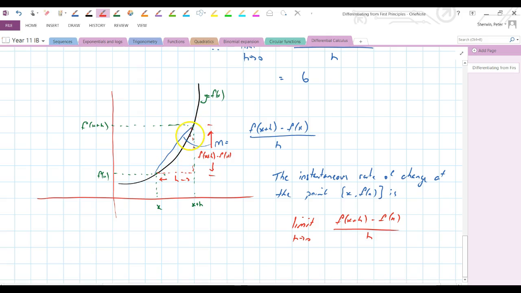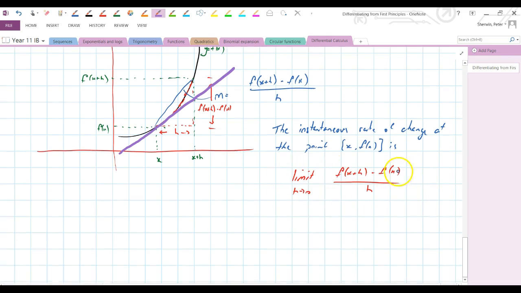And as this blue line shrinks, as h gets closer and closer to 0, we go closer along this curve to the magical gradient of the tangent at x, which is defined as the instantaneous rate of change of the curve at x. And hence we have our derivative process by first principles.